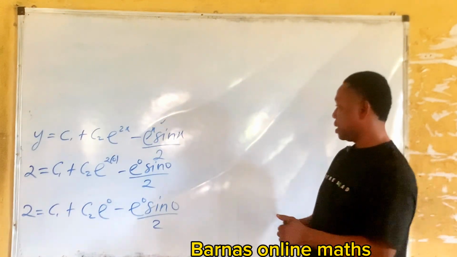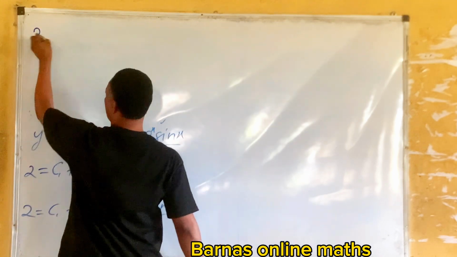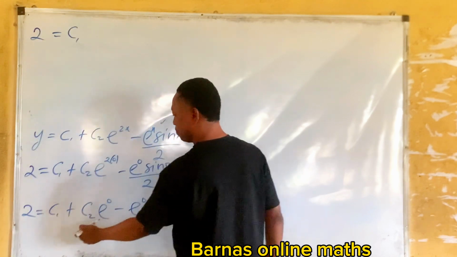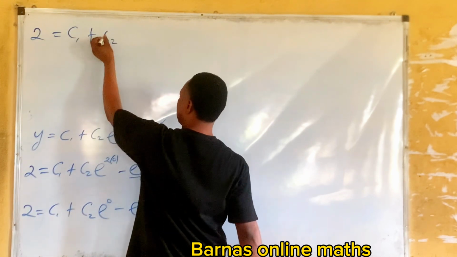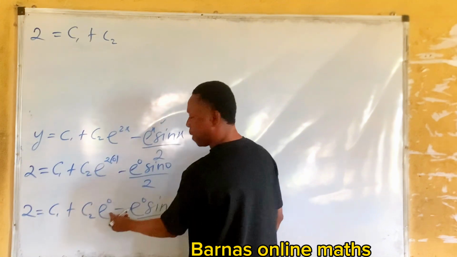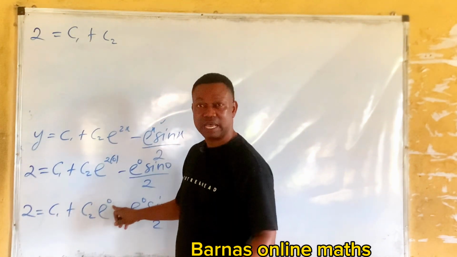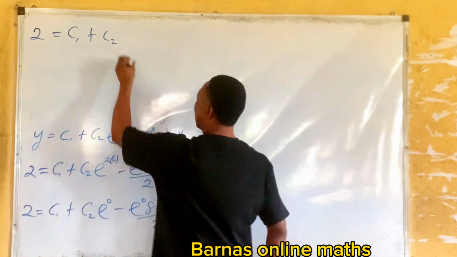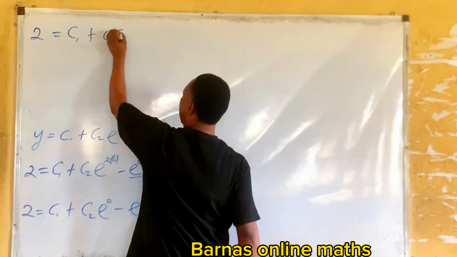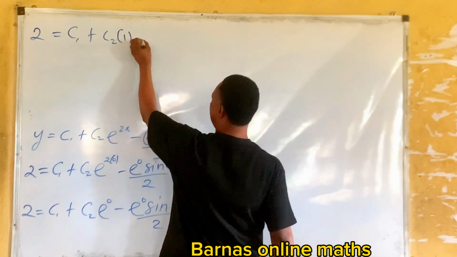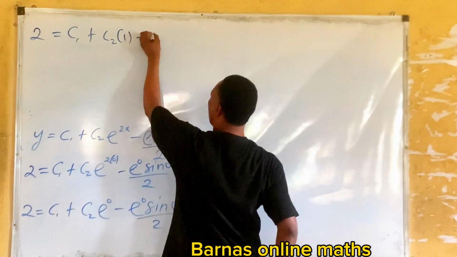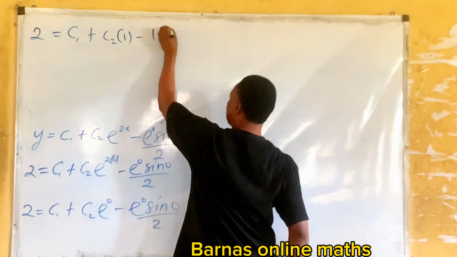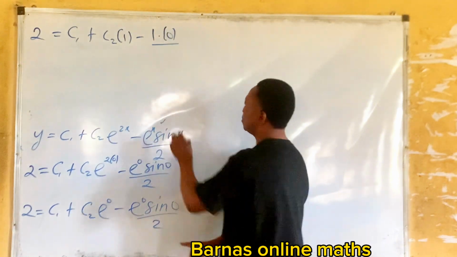So this simply becomes 2 equals c1 plus c2, then e to power 0. From the law of indices, anything that raises itself to power 0 automatically becomes 1. So instead of e to power 0, we now have 1. Then followed by minus 1 times sine 0, which becomes 0, all divided by 2.